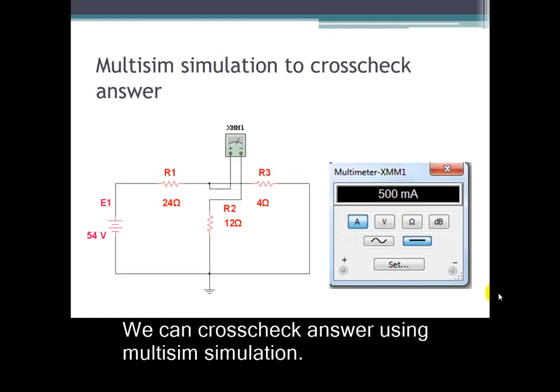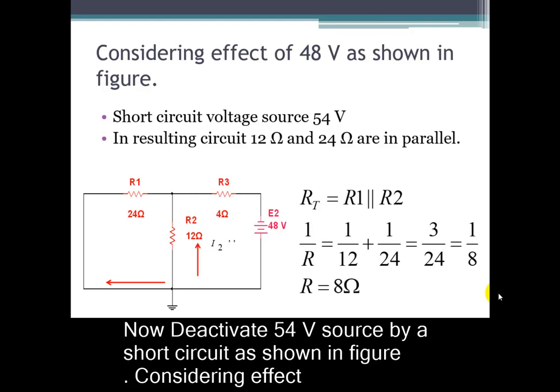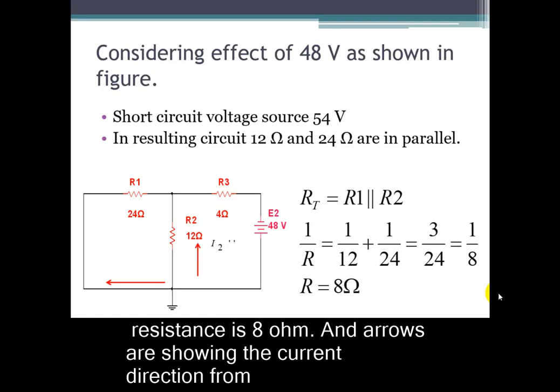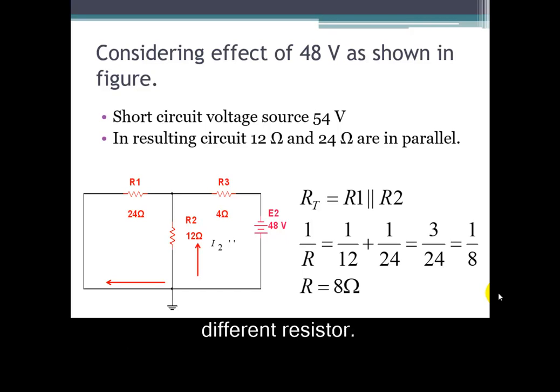We can cross-check the answer using Multisim simulation. Now deactivate the 54 volt source by a short circuit as shown in the figure. Considering the effect of the 48 volt source in the resulting circuit, 12 ohm and 24 ohm are in parallel. So the equivalent resistance is 8 ohm, and the arrows show the current direction through the different resistors.